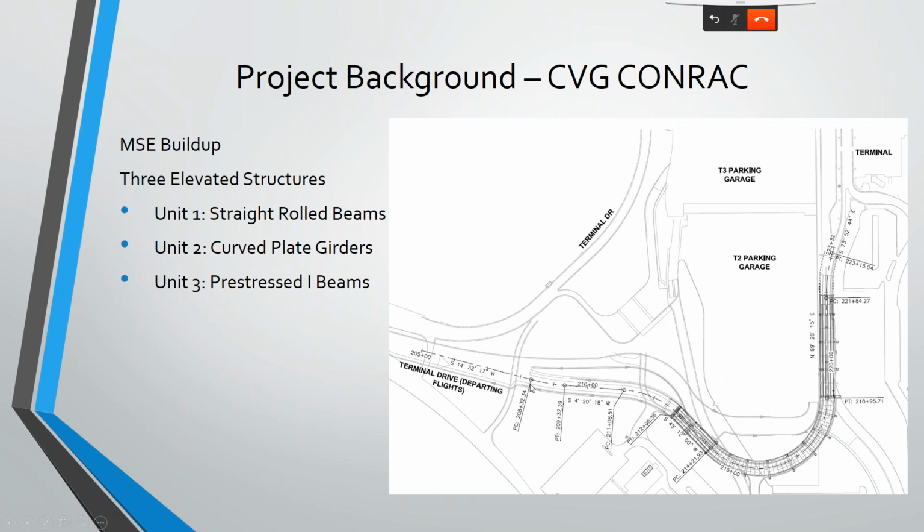So the structural components are essentially from this point, we have an MSE buildup up to here. And at this point, we go into our Unit 1, which is a straight rolled beam bridge. And the lower level roadway sweeps underneath at that point. There's a common pier with Unit 1 and Unit 2. And then Unit 2 is a single radius curve to Unit 3. All on piers. These are a single cap on 2 columns on drilled shafts, straddling the lower level road. In Unit 3, it switches to a pre-stressed I-beam bridge, which matches the existing structure coming into the terminal.